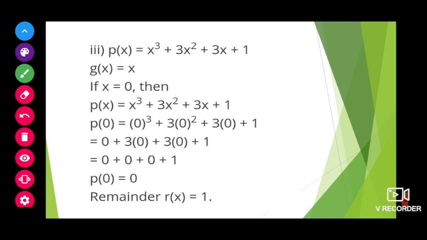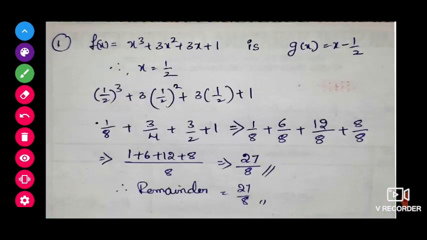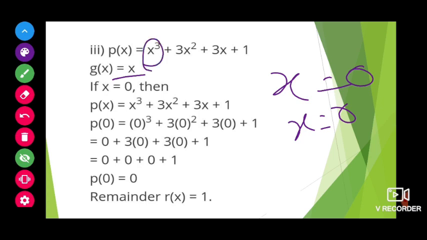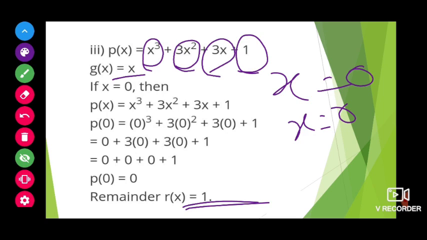Next, children, p of x is equal to x cube plus 3x square plus 3x plus 1. g of x is x, which means there is no constant at all. If we take g of x equal to 0, then x equals 0 only. So we have to substitute 0 in the place of x. Whenever we substitute 0 here, the whole term will become 0. Here also it will become 0 because 0 into anything is 0 only, and 0 power anything is also 0 only. Here also it will become 0. What else will be there? Then the 1 only will be the remainder. The 1 will be the remainder.